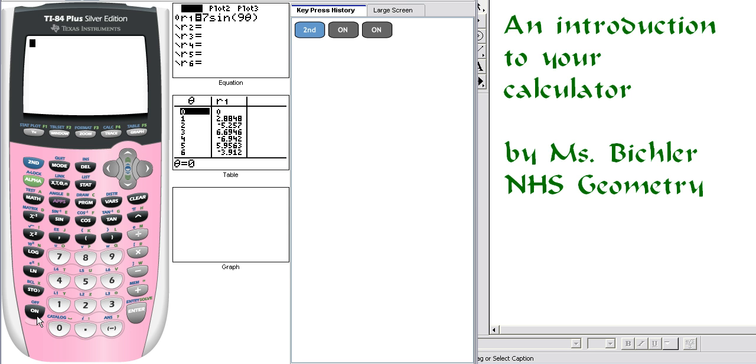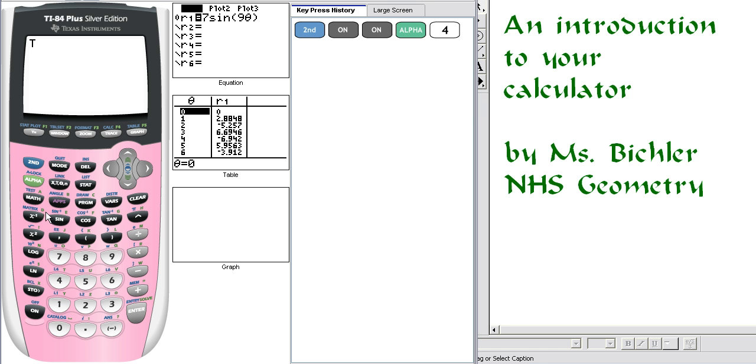Let's assume you don't want to turn it off quite yet. Another thing to notice, besides your second button being what you need to press before you press any of the buttons with the blue words above them or symbols, is the alpha key. Alpha key will allow you to press a letter that is above any number and get the letter written up there. Like, what shall I write? I don't know. I'll just write T.